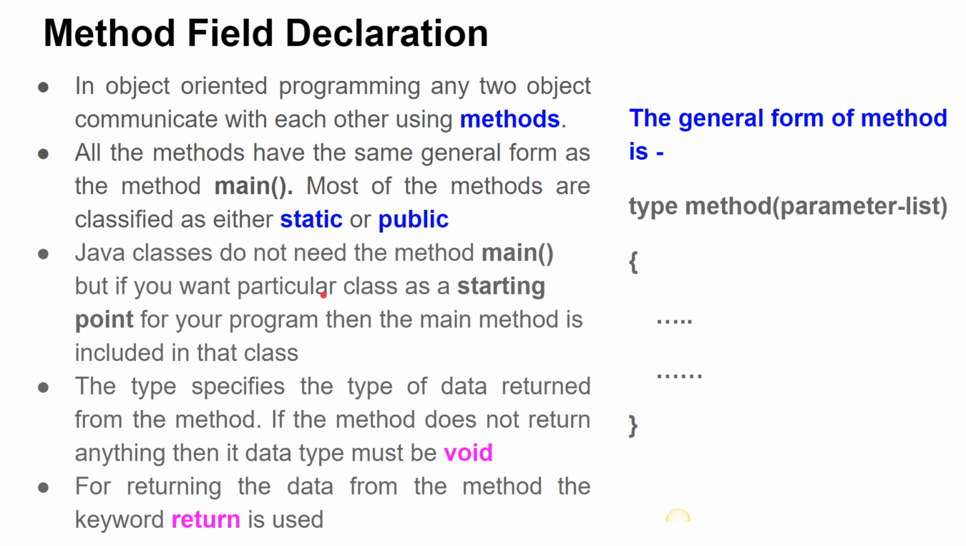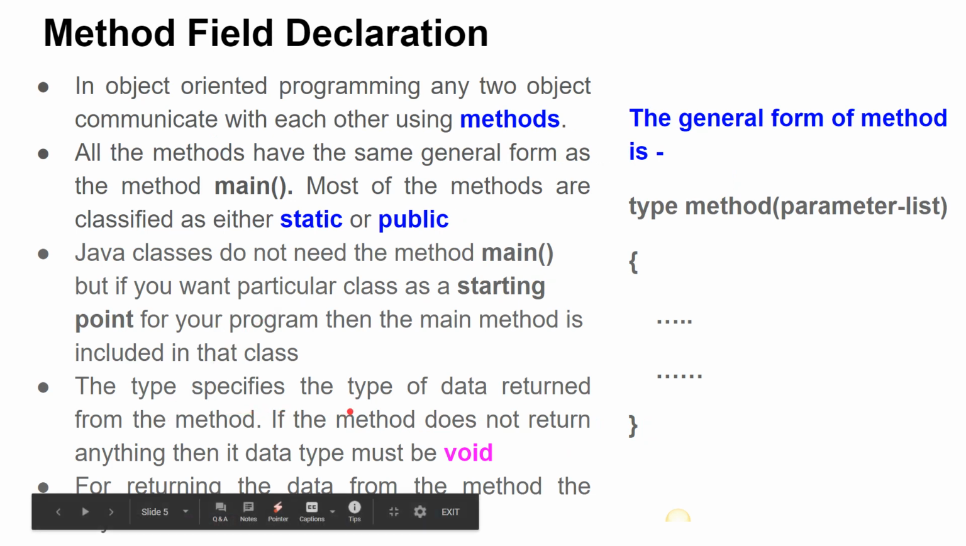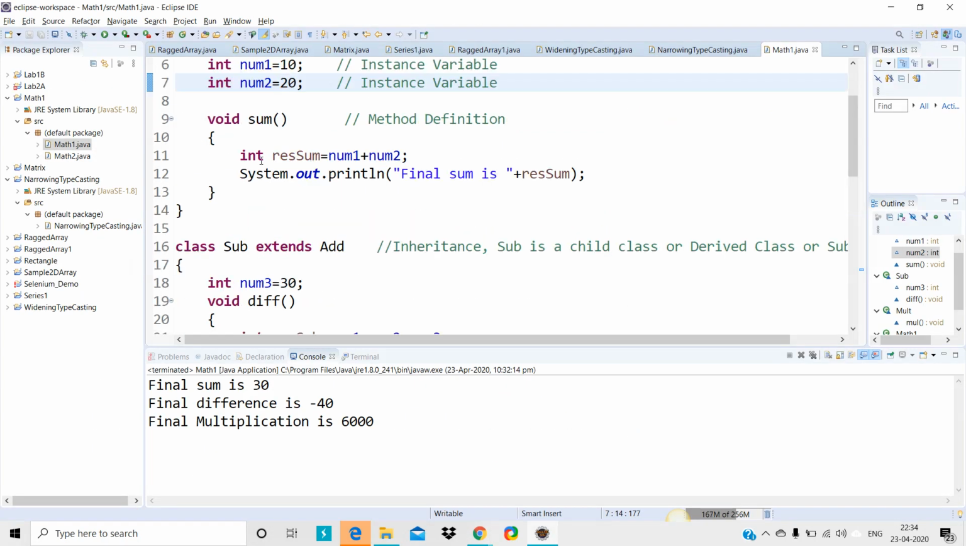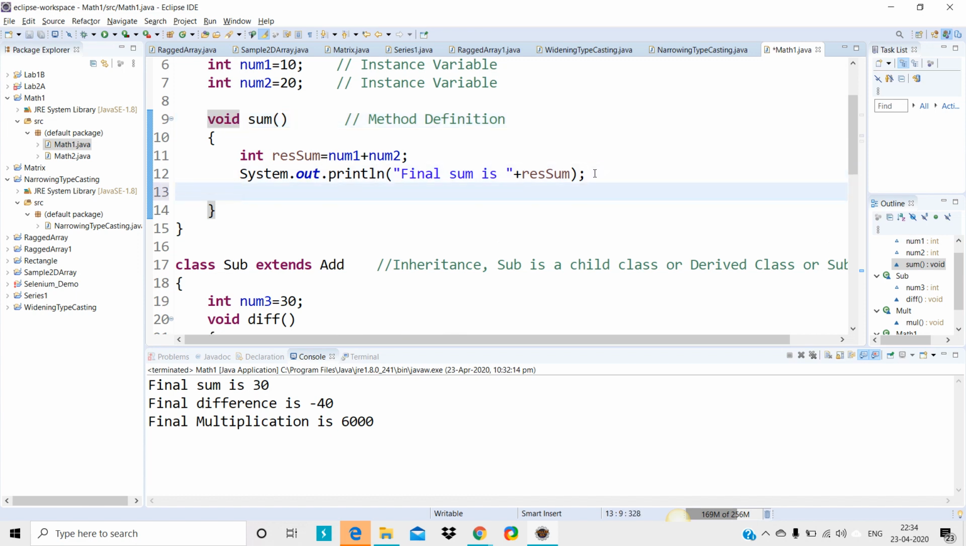Next, the type specifies the type of data returned from the method, and if the method does not return anything, then its data type must be void. Here, if you can see, void is a data type, right? It does not return any value, so it should be declared as void because we are not using any return keyword here. If I use the return keyword, then I have to use int or double, depending on the data type.